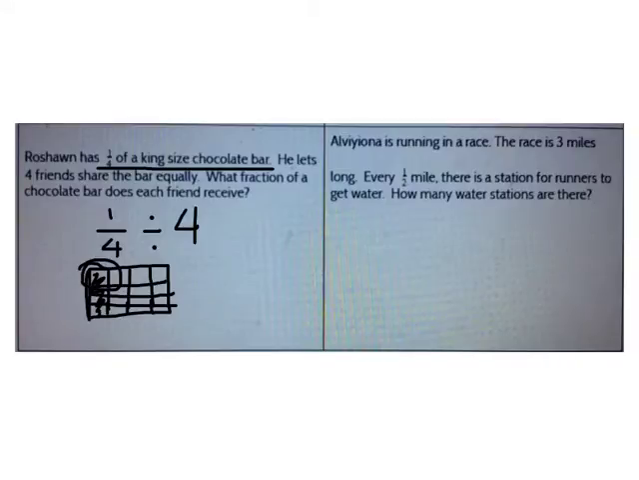So what fraction of the chocolate bar did each person get? Well, each person got 1 piece, and the bar is now split into 16 pieces. So the answer is 1/16. Let's try one more together.